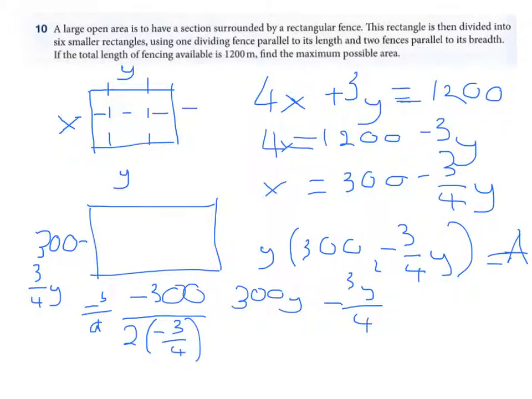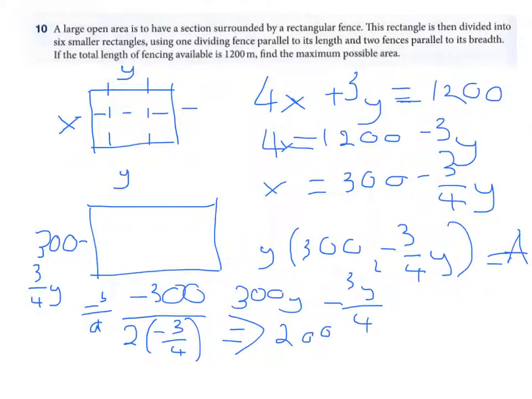Now, you might want to bring out your calculator at this point. Minus 300 on 2 times minus 3 on 4, or minus 6 on 4, is equal to 200, which is a value for y. Now, we're not done yet. We have to bring this 200 and sub it back into the equation we made, which is y times 300 minus 3/4 y, right here, which is equal to the area.